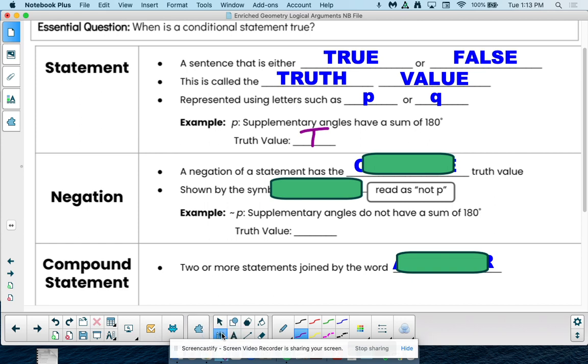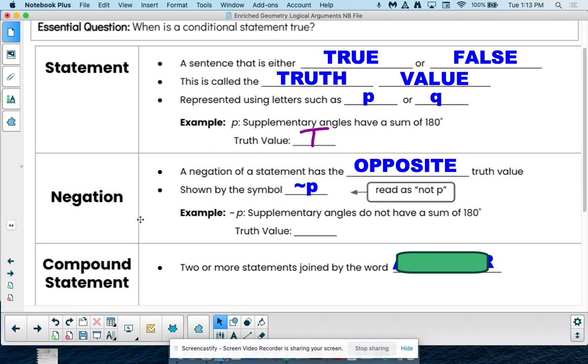Now, negation, you can negate something, and all you're doing, you guys, is taking the opposite truth value. So if it's true, you're making it false. If it's false, you're making it true. In symbols, it's that little squiggle, then P. And you would read this whole thing here as not P.